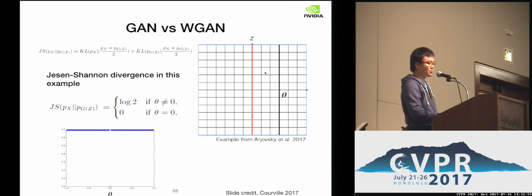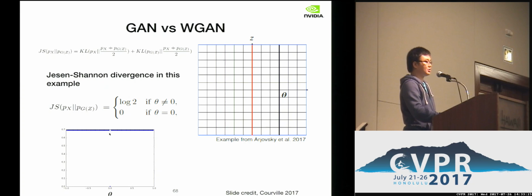So now we measure the Jensen-Shannon divergence between these two distributions. We found that the Jensen-Shannon divergence values for different theta are as shown in this figure. It is 0 when theta is 0, and it will be log 2 everywhere else.